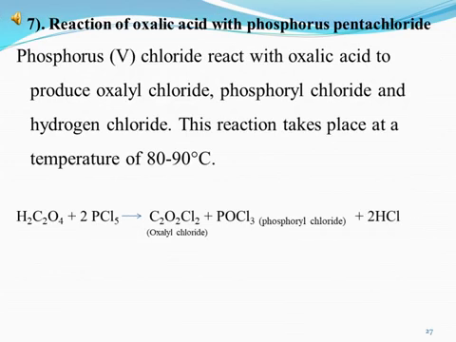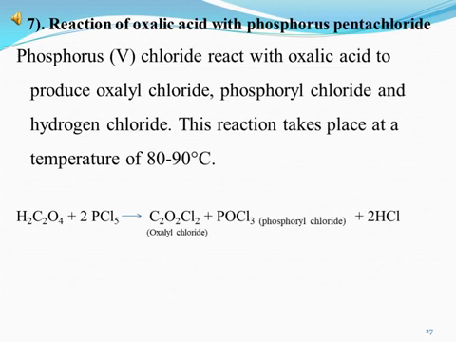So the next reaction is the reaction of oxalic acid with phosphorus pentachloride. Phosphorus pentachloride reacts with oxalic acid to produce oxalyl chloride, phosphoryl chloride, and hydrogen chloride. Hydrogen chloride is also known as hydrochloric acid. This reaction takes place at a temperature of 80 to 90 Celsius.